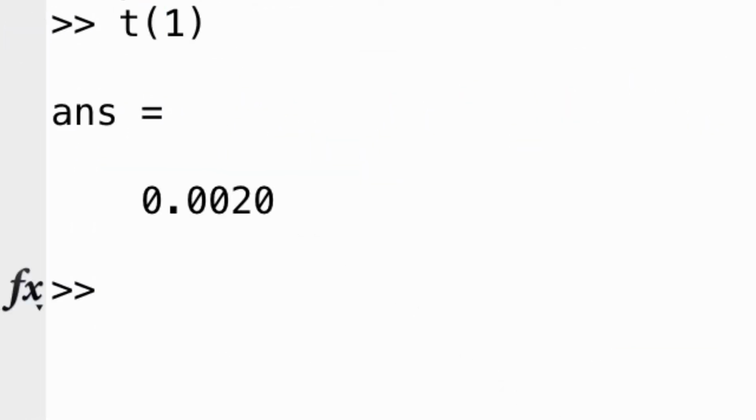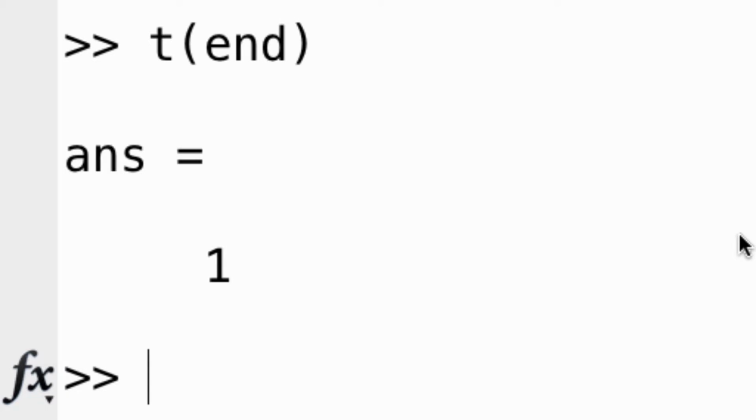Let's start by inspecting the variable t. We can look at the first index for the variable t. This corresponds to a time of 0.002 seconds, or 2 milliseconds. We can also look at the last index in t. We can ask what is the last index in this vector t, and it has a value of 1. This tells us that our first trial runs for approximately 1 second of data.